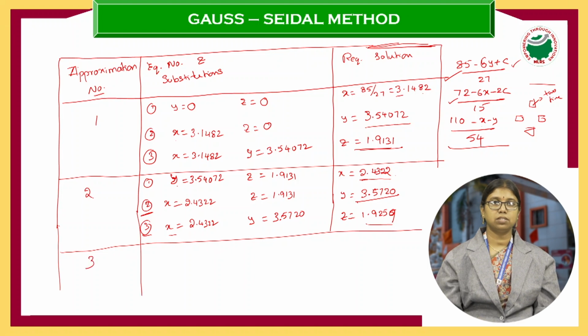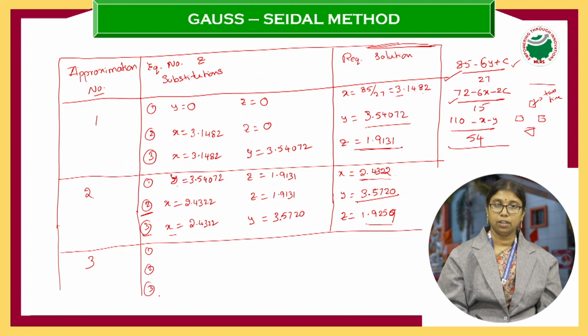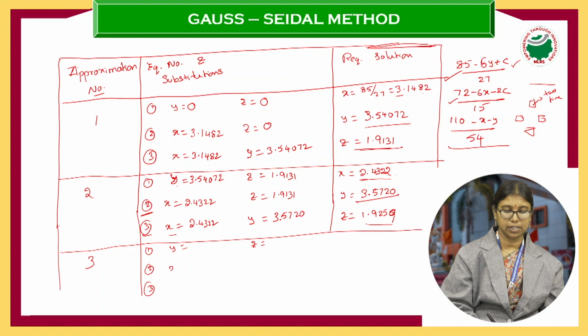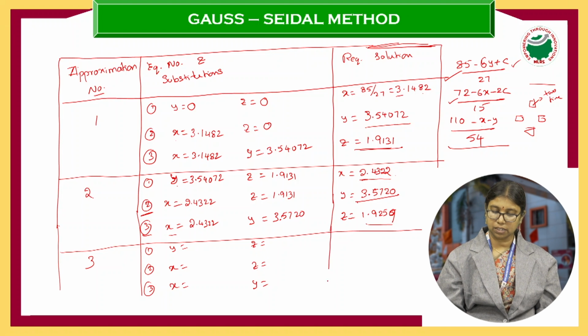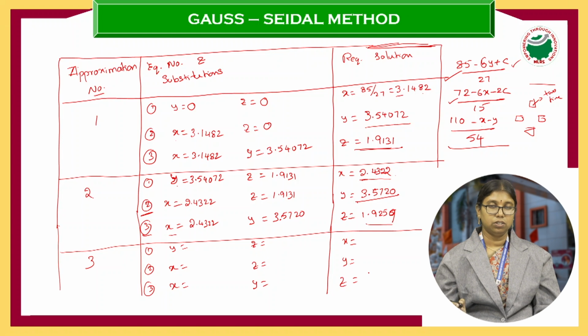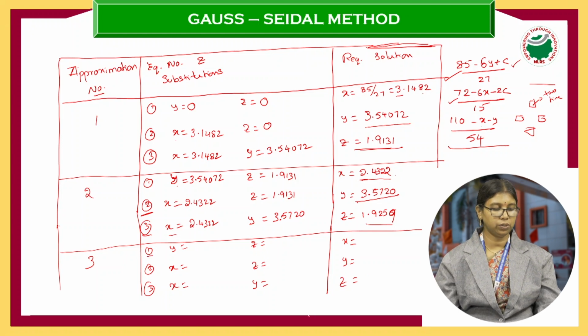So in the third approximation, again take 3 equations, 1, 2, 3. What are the substitutions for the first equation? Y, z. For the second equation, x, z. For the third equation, x and y. By taking these substitutions, here you will get x, y, z values. So first, for doing approximation, I'll start with the first equation. Press the upper arrow 2 times in your calculator. Then you will get the first equation, 85 minus 6y plus z by 27.